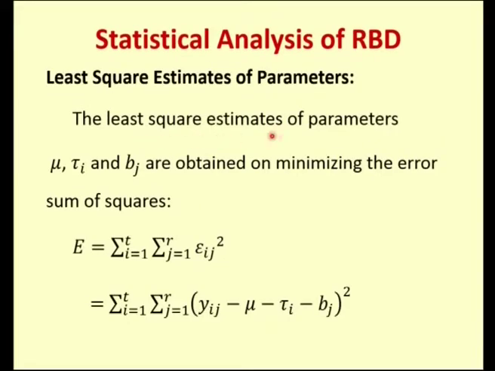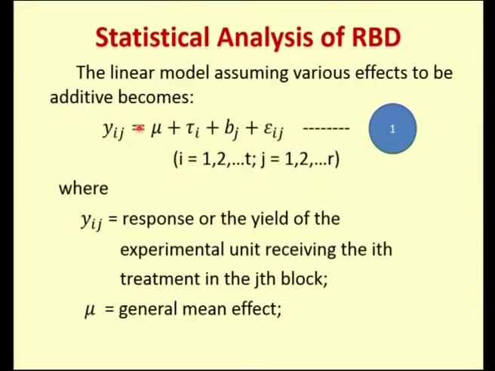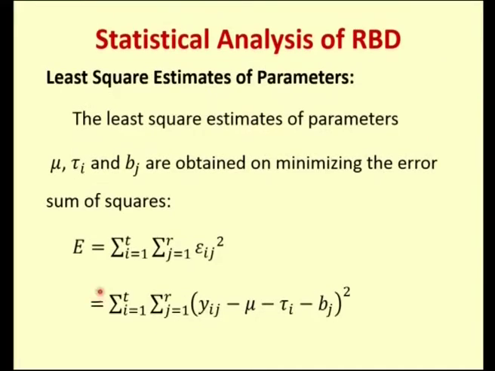So, the least square estimates of parameters mu, tau i and beta j are obtained on minimizing the error sum of squares, which is given by E equal to double summation epsilon_ij squared, where epsilon_ij squared is nothing but (Y_ij minus mu minus tau_i minus beta_j) the whole square. This is obtained from the linear model Y_ij is equal to mu plus tau_i plus beta_j plus epsilon_ij. So, taking these three terms, that is mu, tau_i, beta_j, to the left hand side and squaring, taking summation, we get E to be double summation (Y_ij minus mu minus tau_i minus beta_j) the whole square.